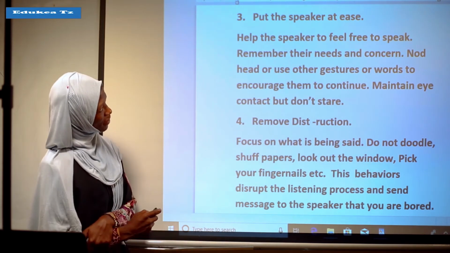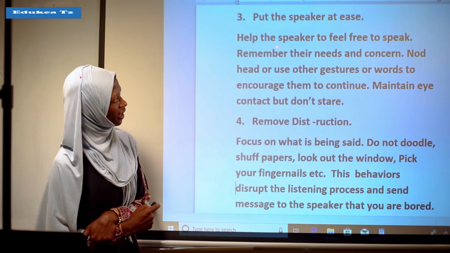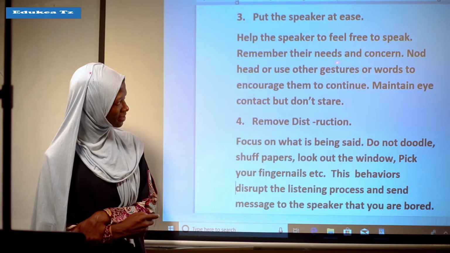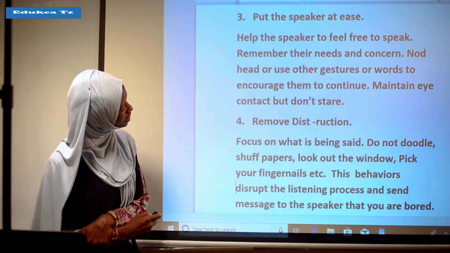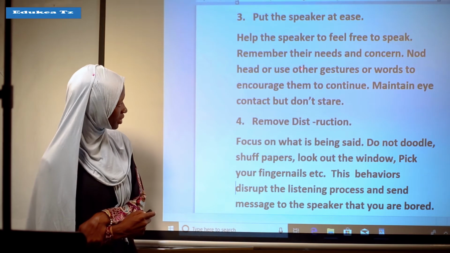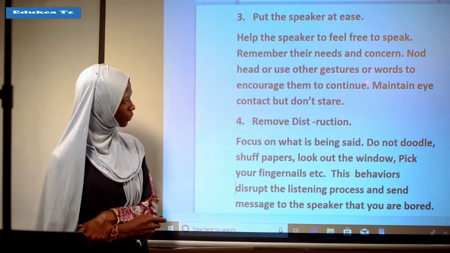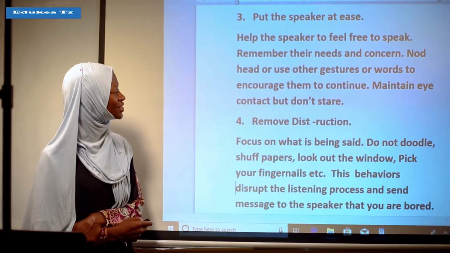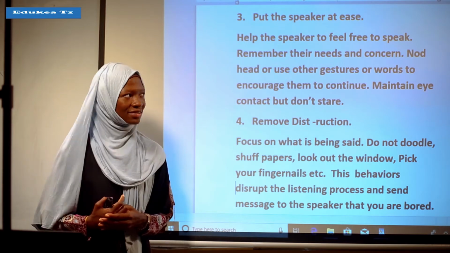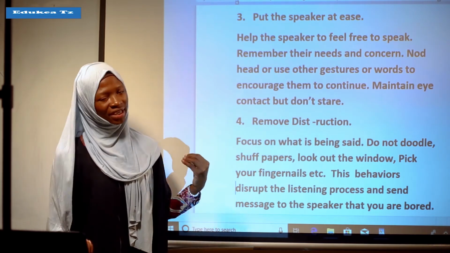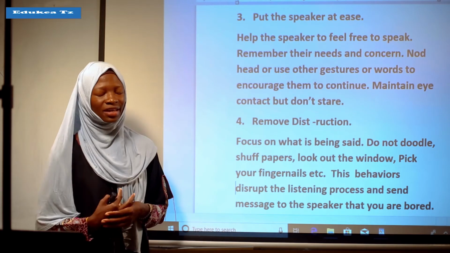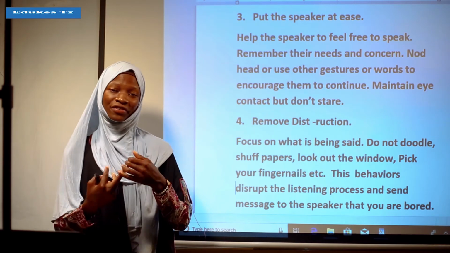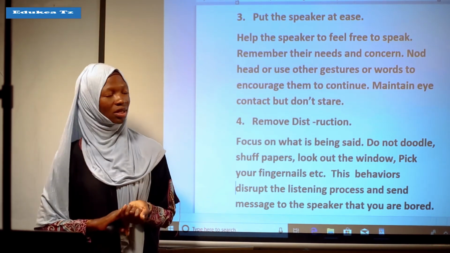The next is put the speaker at ease. Help the speaker to feel free to speak. Use gracious words to encourage them to continue. Maintain eye contact, but don't stare. Put the speaker at ease. This is to make the speaker feel free because they know you are listening to them. If I know that you are listening attentively, I'll be free even to teach you what I am teaching.